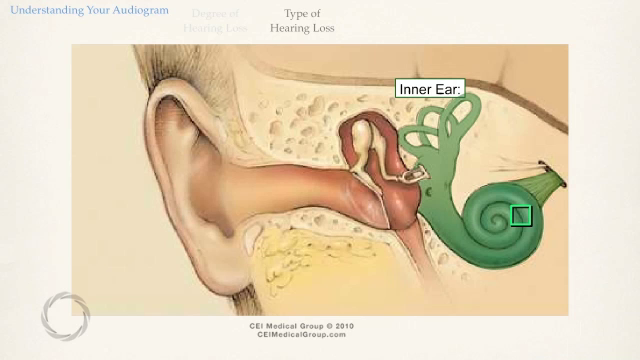Tiny hair cells in the cochlea bend in response to sound, transmitting the signal to the auditory nerve which carries the sound to be received and translated by the brain. Hearing loss is caused when one or more of these sections are malformed or do not function correctly.